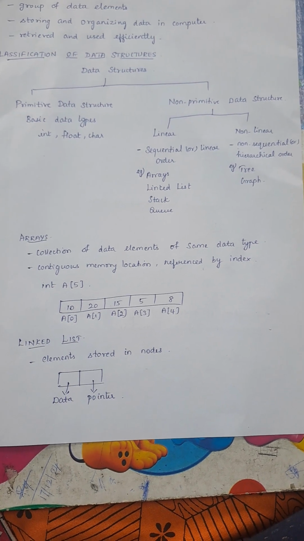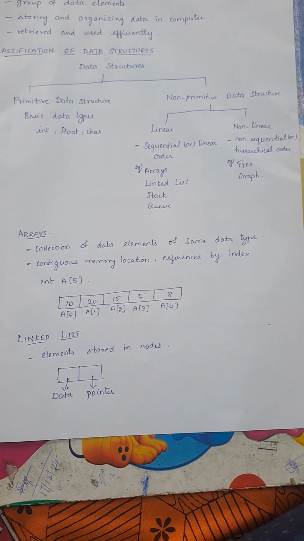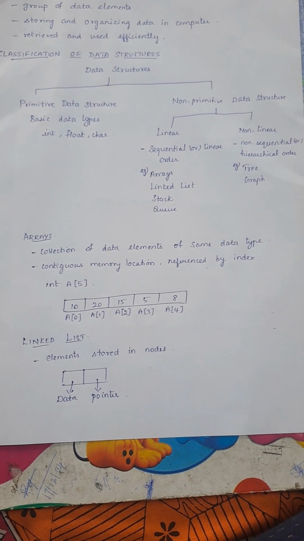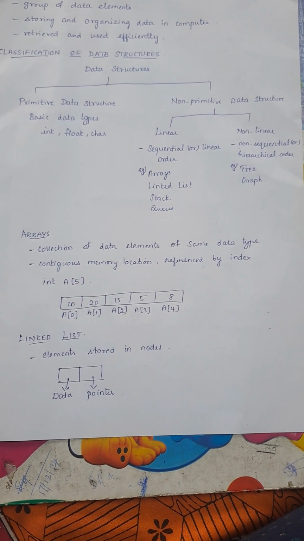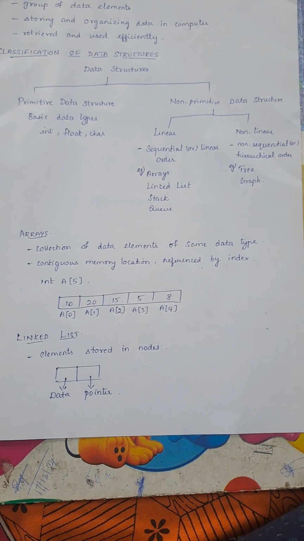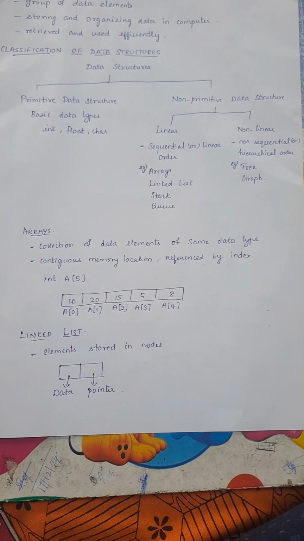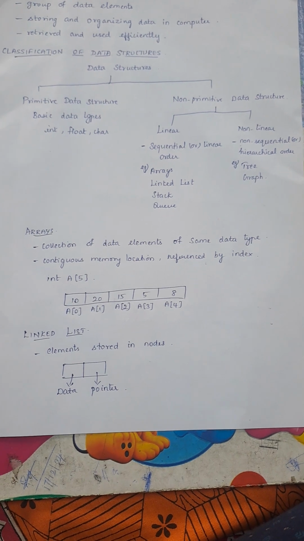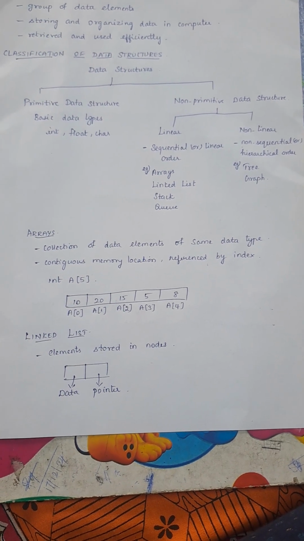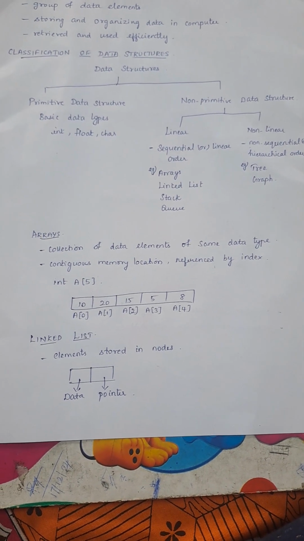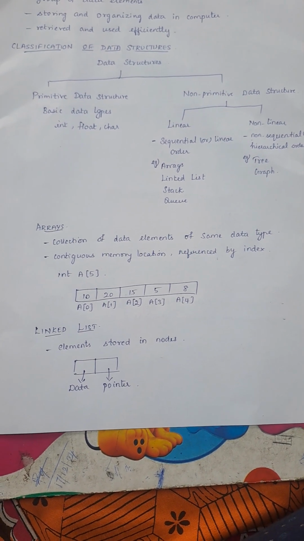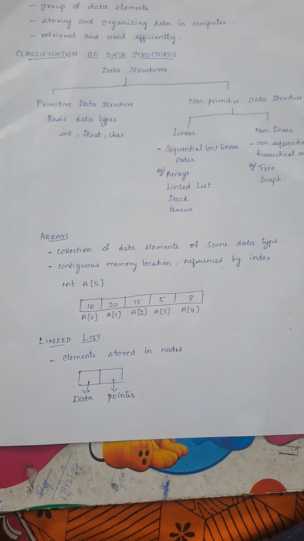If it is a linear data structure, the data will be arranged in a sequential or linear order so that it can be accessed only one by one. Whereas if it is non-linear, data are stored in a hierarchical order. The examples for linear data structure are arrays, linked list, stack, queue, and for non-linear, trees and graphs are examples. So moving on to the linear data structures, arrays.